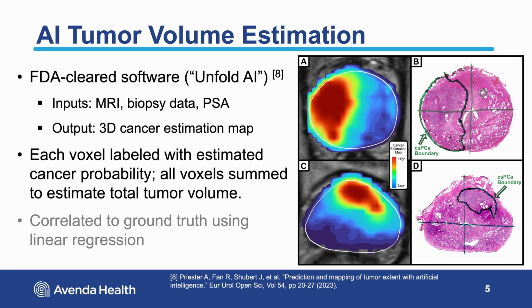Each voxel in the map is assigned an estimated cancer probability, so it was hypothesized that the sum of all voxels could be used to estimate total tumor volume. This novel metric was correlated to true tumor volume using linear regression. These images illustrate that hot cancer maps often indicated large, aggressive tumors, whereas cool cancer maps corresponded with smaller tumors.